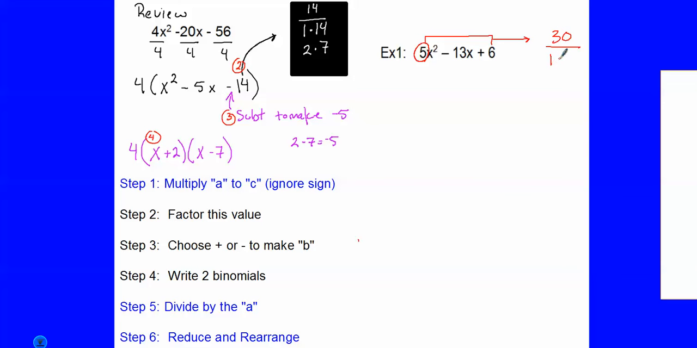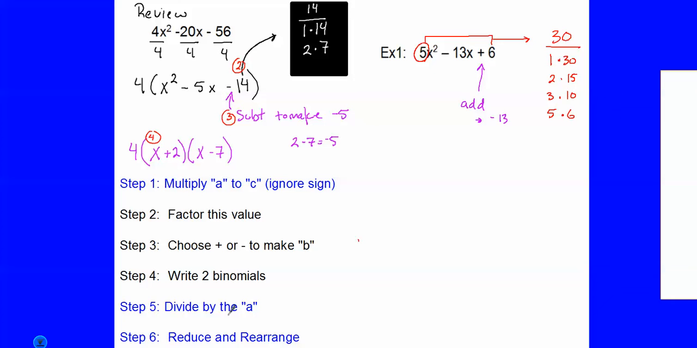So in this case, I have 1 times 30, 2 times 15, I have 3 times 10, 4 doesn't work, but I have 5 times 6. So again, we're kind of back on track. What we notice next is that we should add to make negative 13. This process is exactly the same.